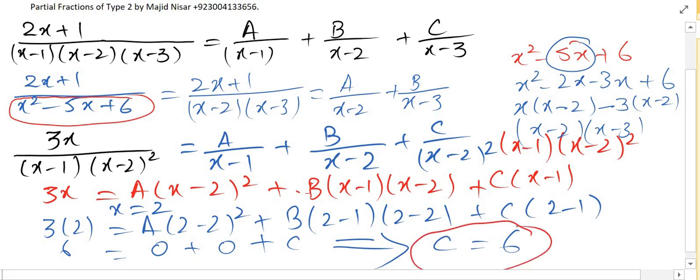Now similarly we can find the next value. What will be the next value? Substitute x equal to 1 in this equation. So what will it be? 3 times 1, a into 1 minus 2 square.